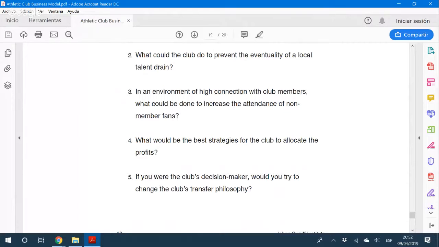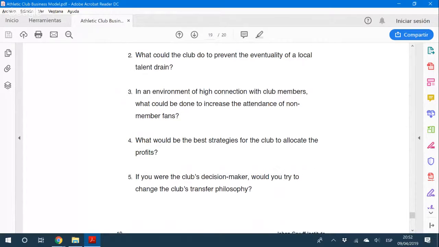And finally, the last question goes through the idea of: if you were the president or the CEO of the Athletic Club of Bilbao, the sports club, would you try to change this club's transfer philosophy? This idea that you cannot hire and make play on the field sportsmen who are not born in the Basque Country.